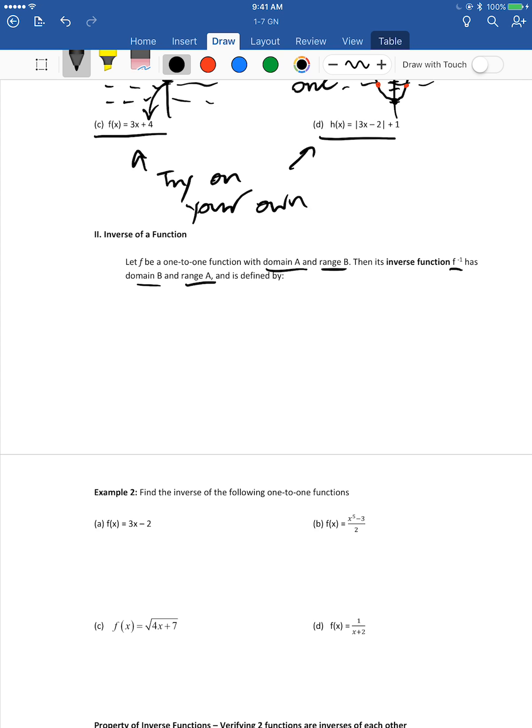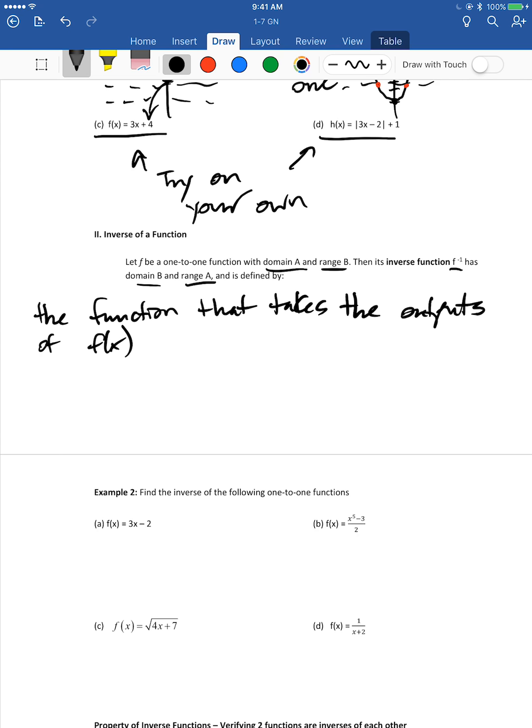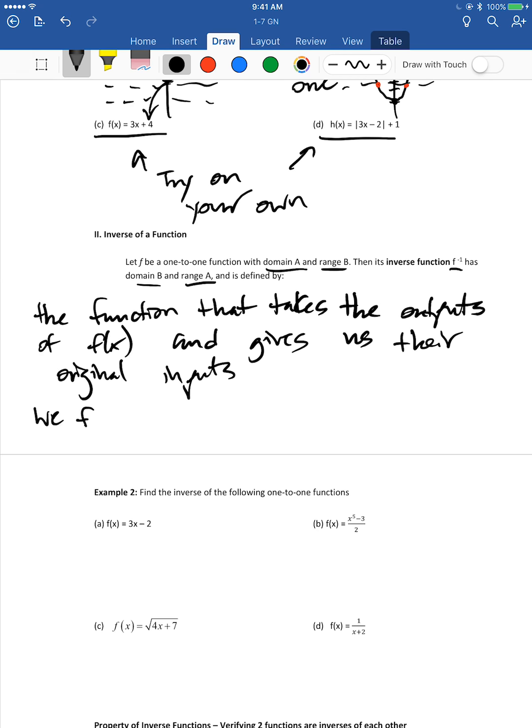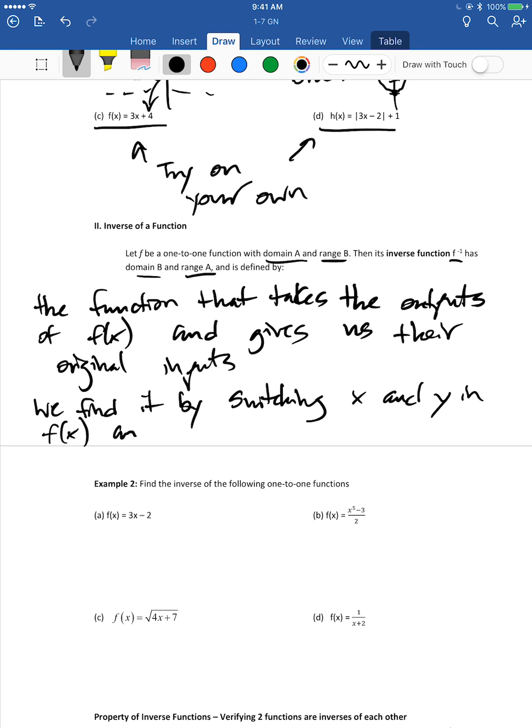And it is defined by the function that takes the outputs of f of x and gives us their original inputs. In other words, it reverses f of x. It's the inverse. We find it by switching x and y in f of x and solving for y again.